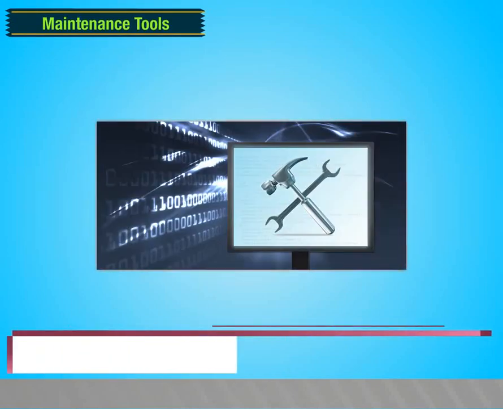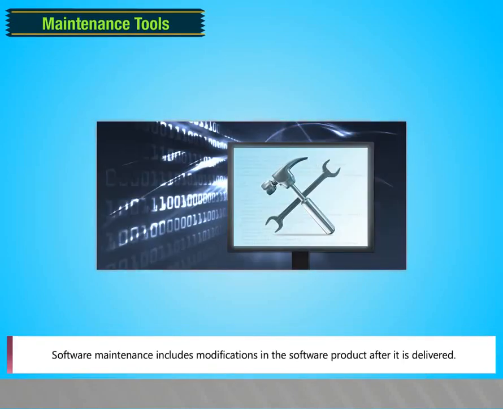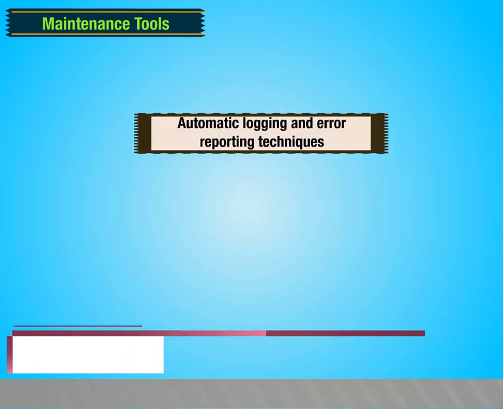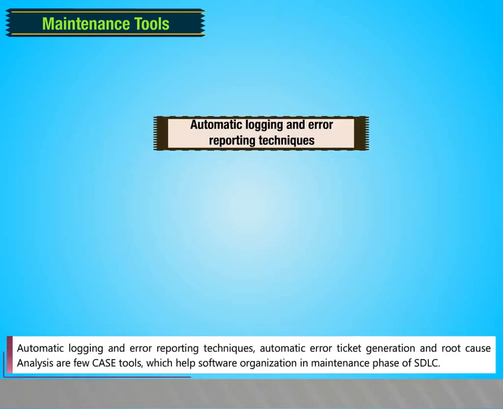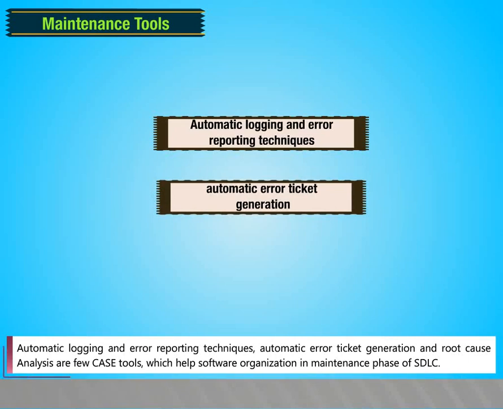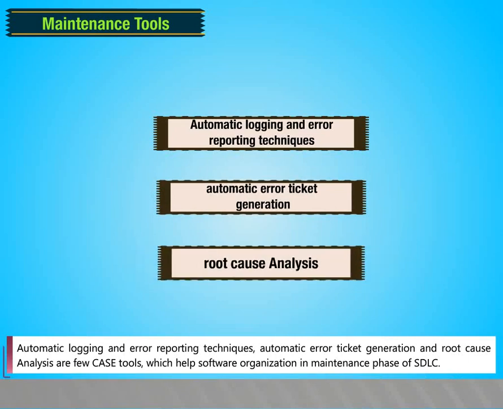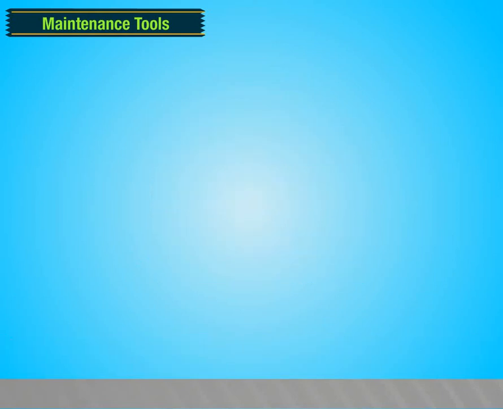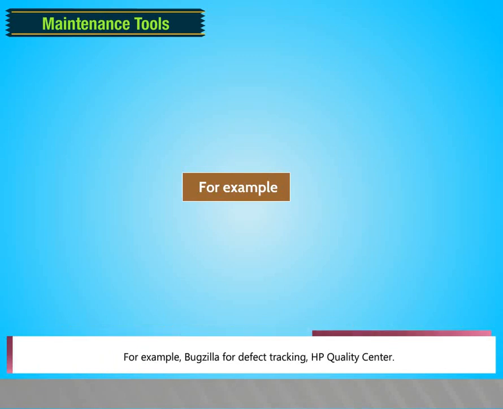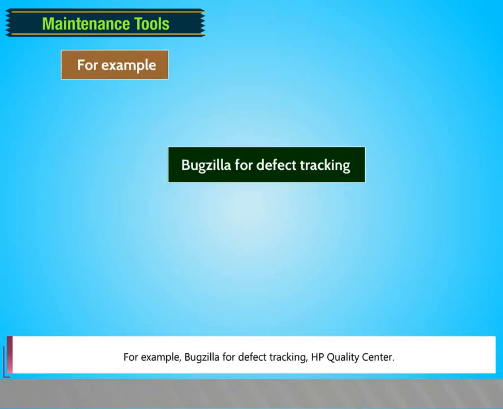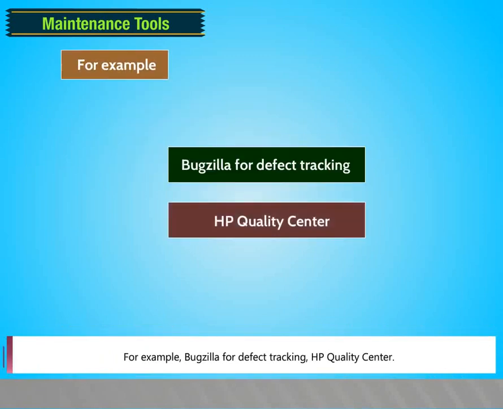Maintenance tools. Software maintenance includes modifications in the software product after it is delivered. Automatic logging and error reporting techniques, automatic error ticket generation, and root cause analysis are a few CASE tools which help software organizations in the maintenance phase of SDLC. For example, Bugzilla for defect tracking, HP Quality Center.